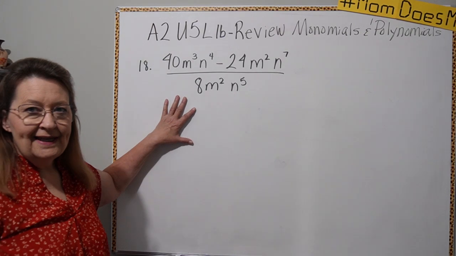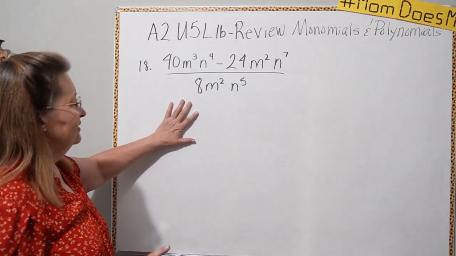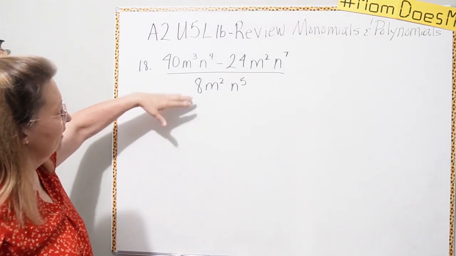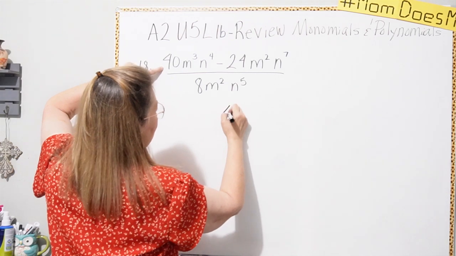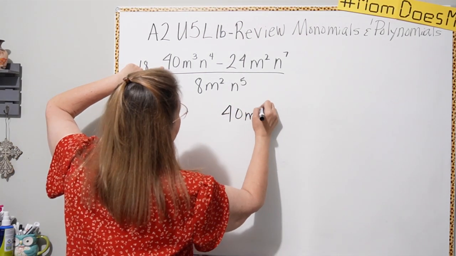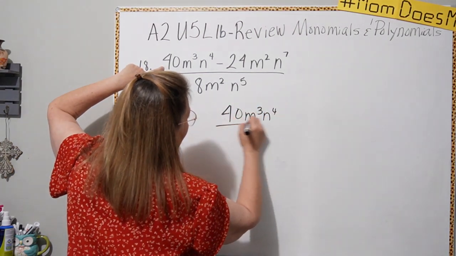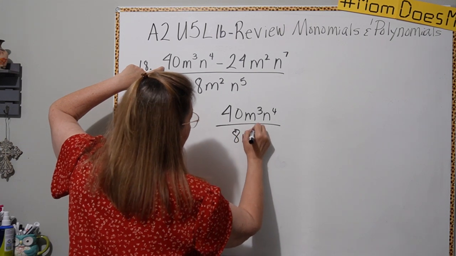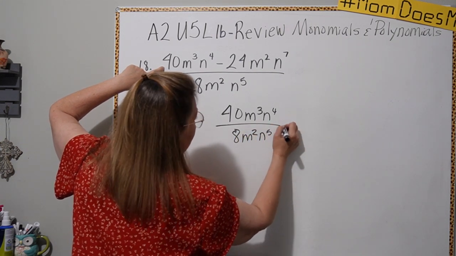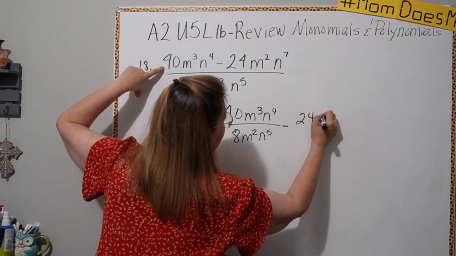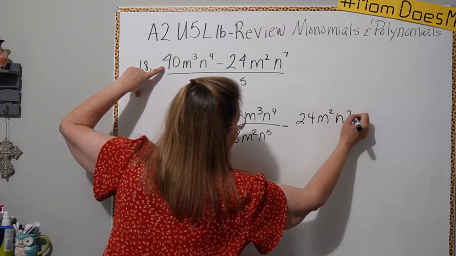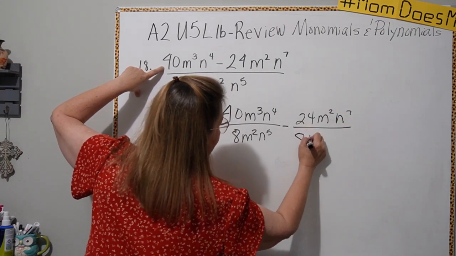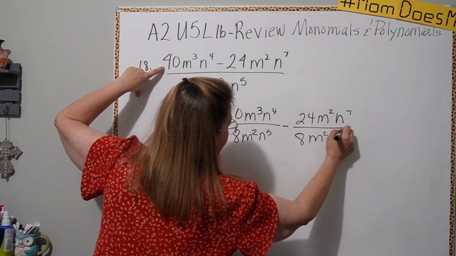And we're at number 18, which is our last one for this lesson. So let's take this and let's split it up. I'm going to do 40 m to the 3rd, n to the 4th over 8 m squared n to the 5th minus 24 m squared n to the 7th over 8 m squared n to the 5th.